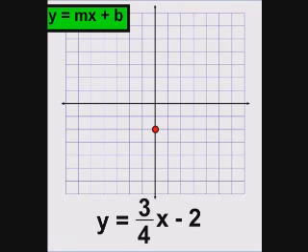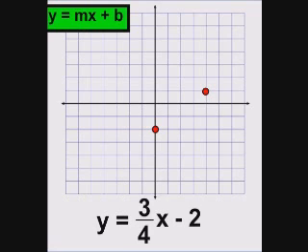Now from there we're going to use the slope to help us find another nice point. Remember, the number on the top, the 3, is your rise. That's how far you're supposed to go up and down. The number on the bottom, the 4, is your run. That's how far you go left and right. Since both of those values are positive, we are going to go up 3 and right 4. So from this location, we go up 3 spaces and right 4. There is a second point that's on our line.